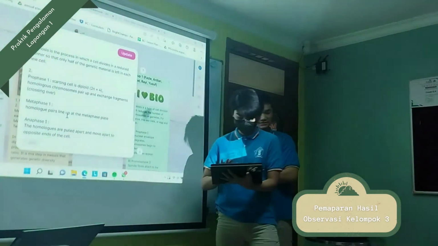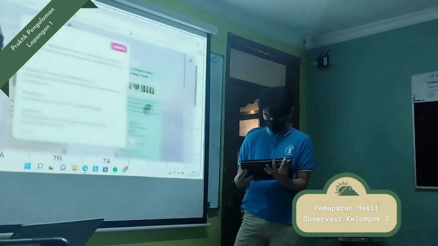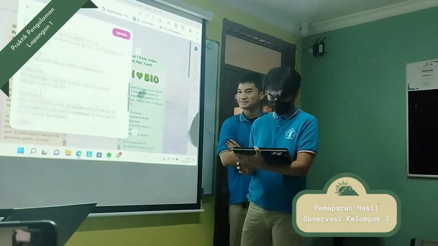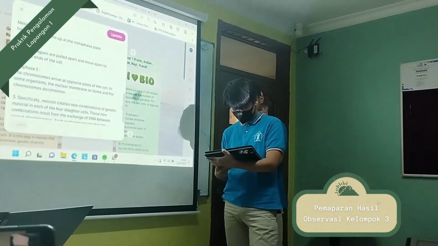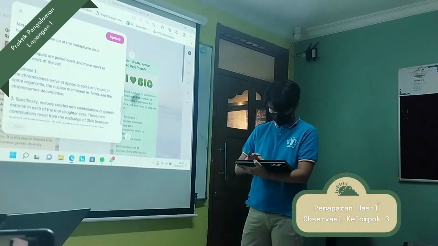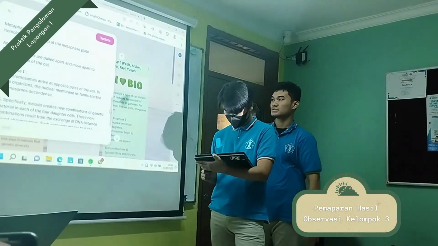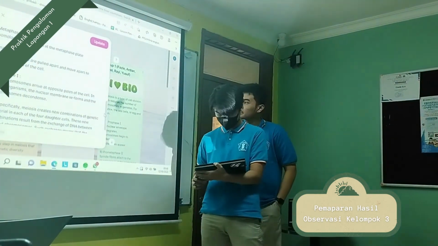The first one is prophase, the starting cell is diploid. Homologous chromosomes pair up and exchange fragments, crossing over. The second step is metaphase 1. Homologous pairs line up at the metaphase plate. The third, anaphase 1, the homologous chromosomes are pulled apart and moved to opposite ends of the cell.